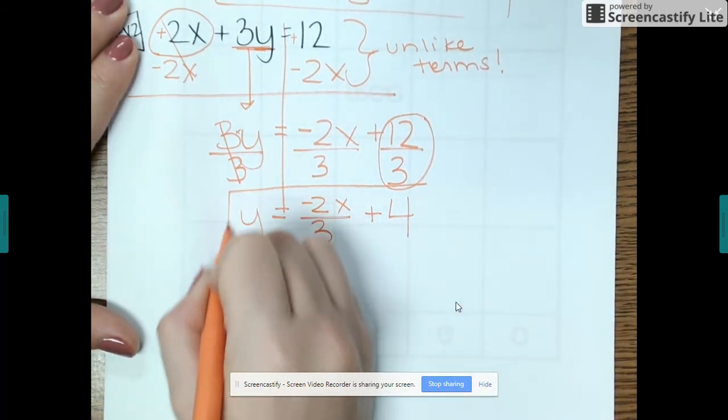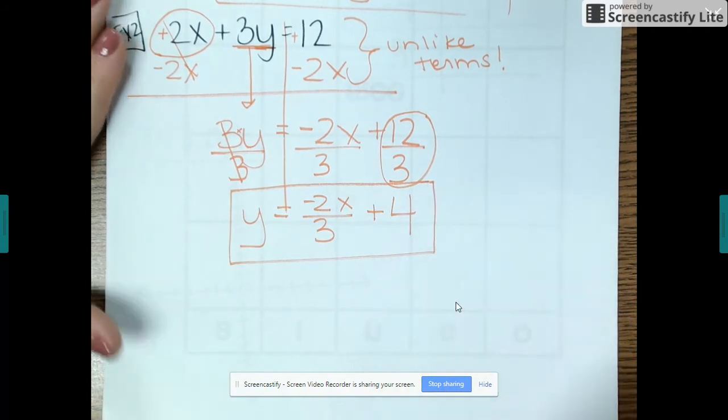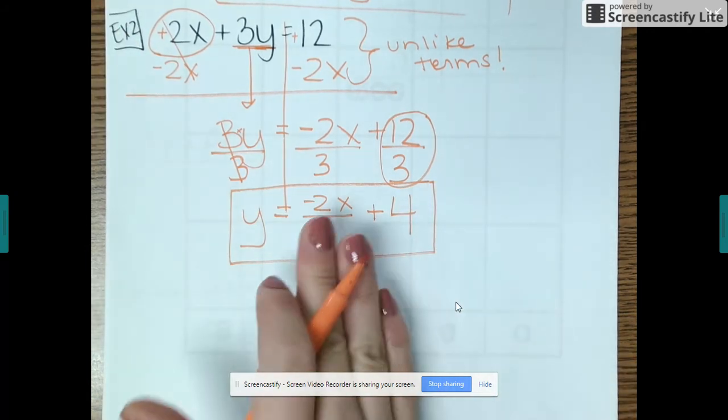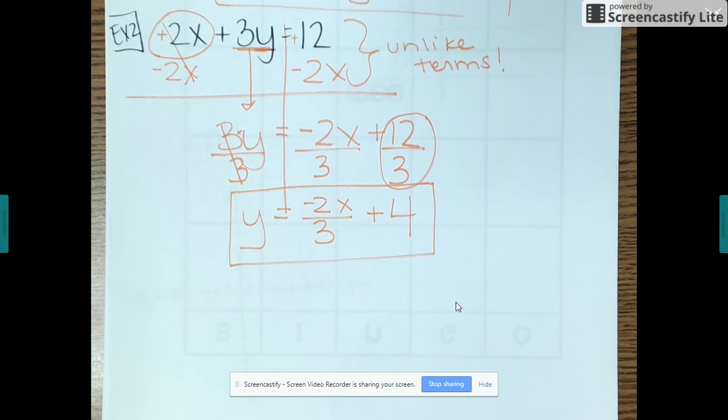And that's it, okay? It seems pretty easy, right? So you have 3 of these problems. Make sure you watch out for signs, okay?